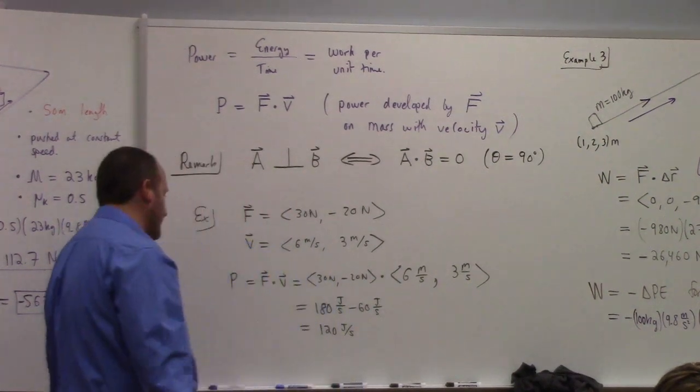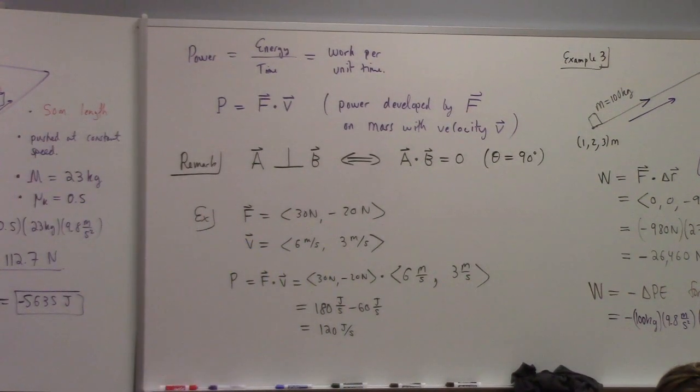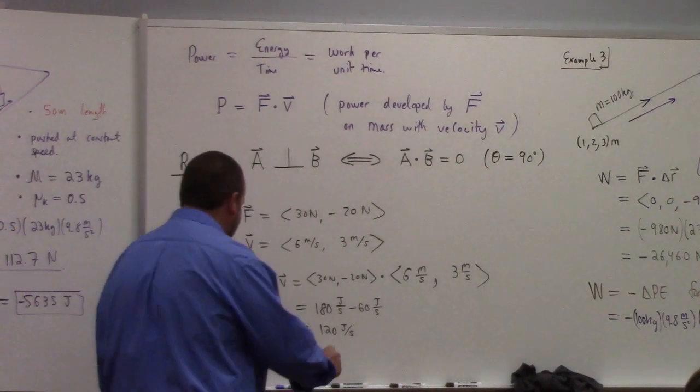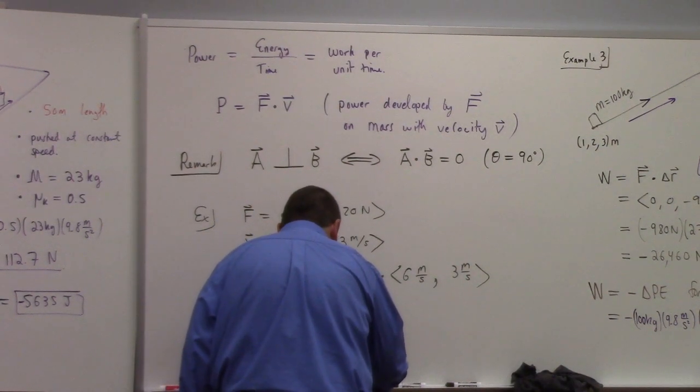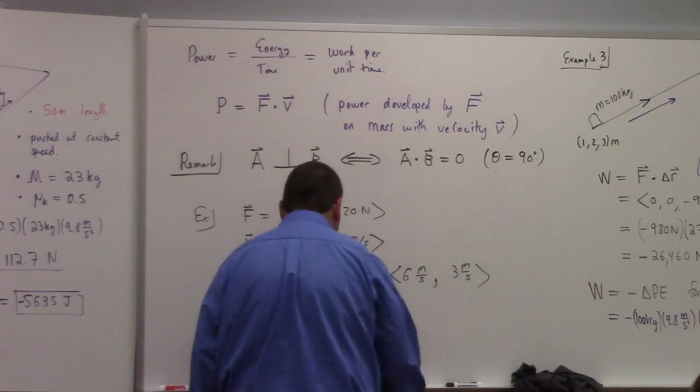What's another name for joules per second? Perhaps I should say, what's another name for joules per second? I'm sorry, I can't take that back. It already happened. Yes, a watt. What is a watt? A watt is a joule per second. There you go. So 120 watts.